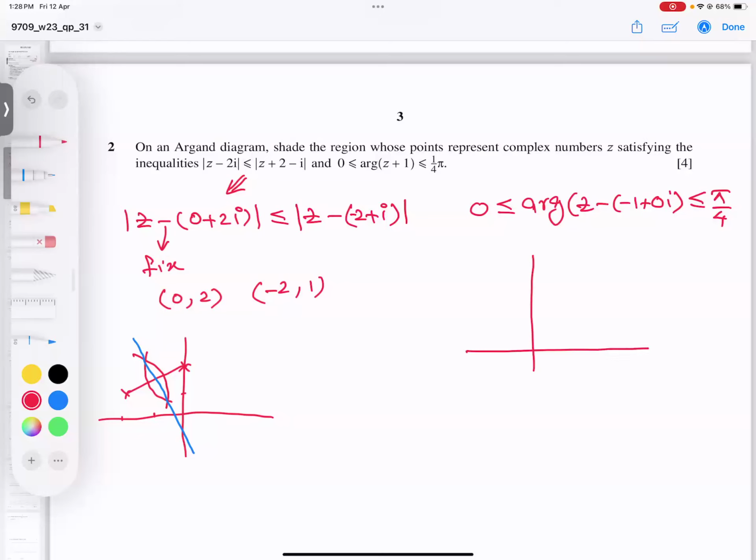Okay. And what is the point? Negative 1 and 0. This means negative 1 and 0. Where is this point? X is negative, y is 0. So it's negative 1, so it means it's here. So this line, this is a ray with a starting point and angle pi by 4. And pi by 4, you know, is 45 degrees, which is exactly this.